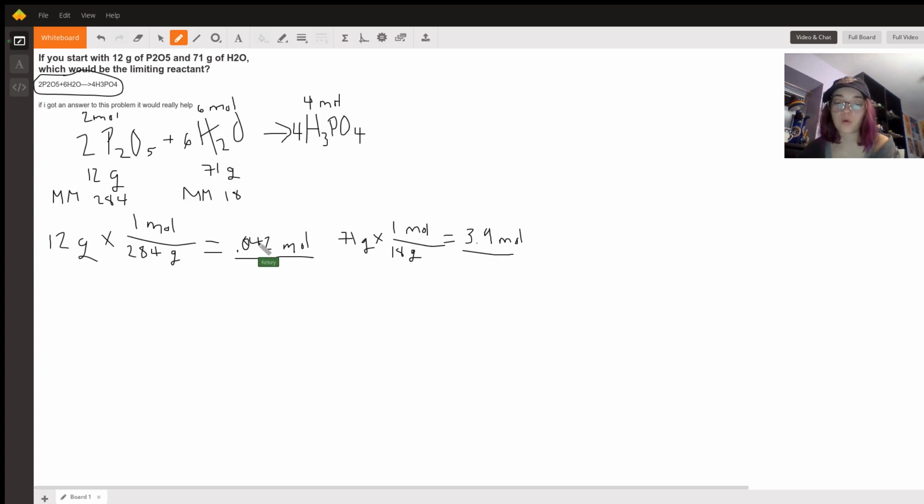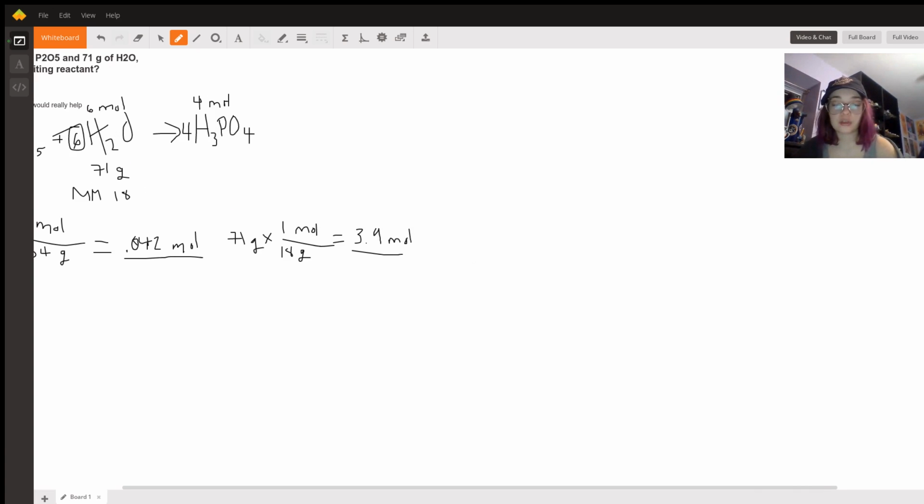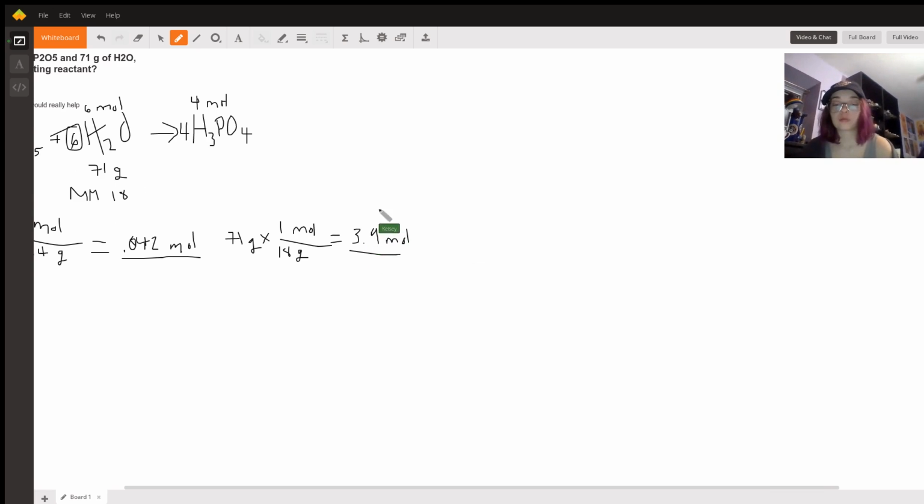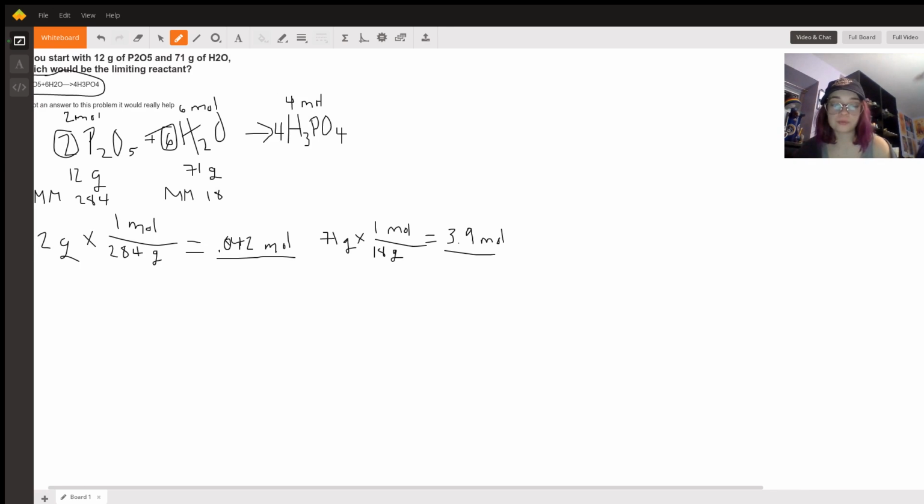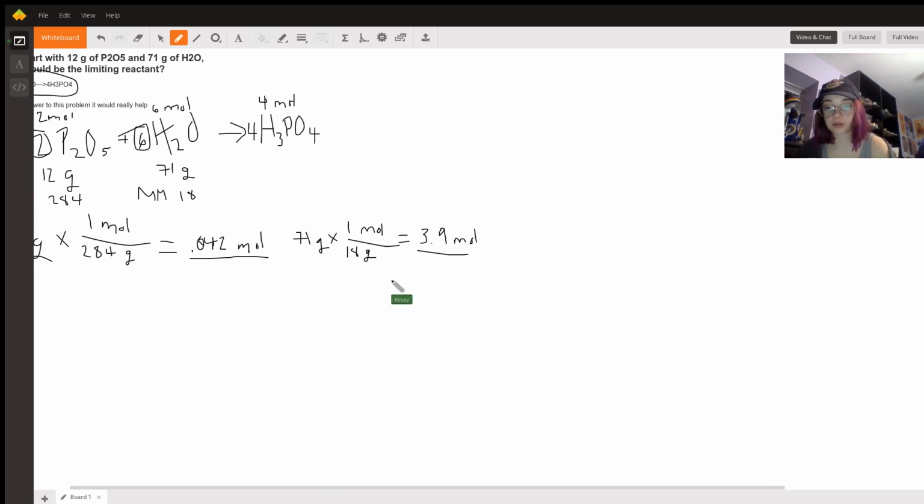And it can be tempting to say, oh, there's a lot less P2O5, so obviously that's going to get used up first. But first we need to account for this ratio here, that we're not putting in 1 mole of this for every 1 mole of that. It's 2 moles of this for every 6 moles of that. So we can pick either one of these starting materials. Let's say we start with our 3.9 moles, and ask: if I put in 3.9 moles of H2O, theoretically, how much P2O5 would I need to completely react with that?